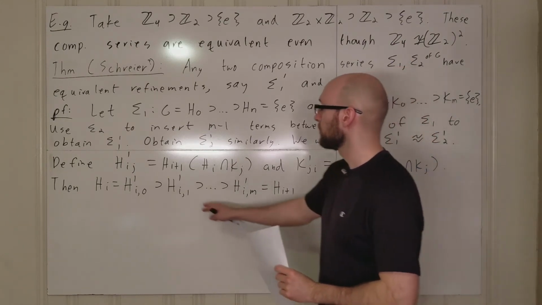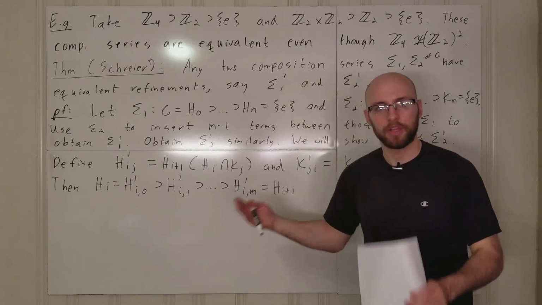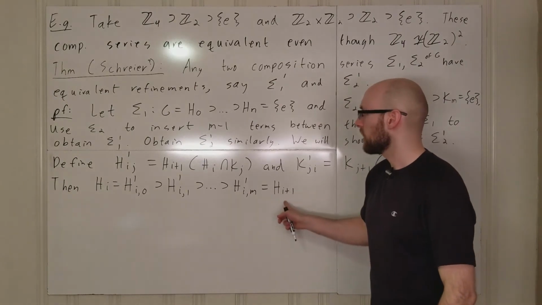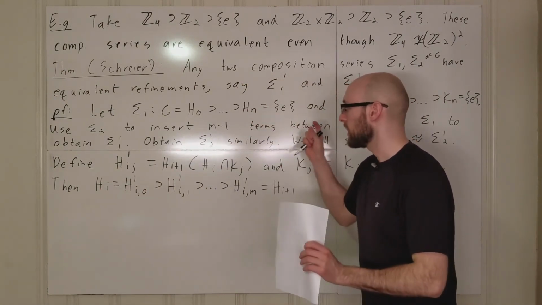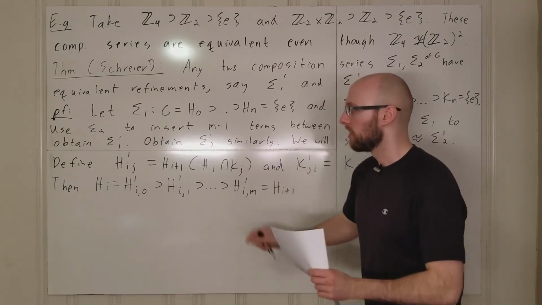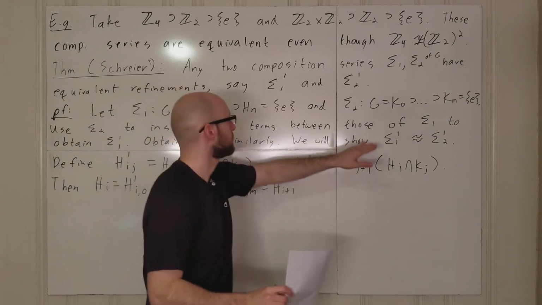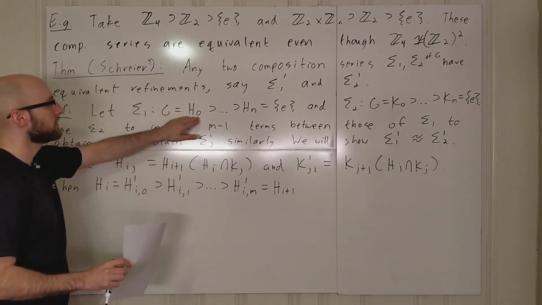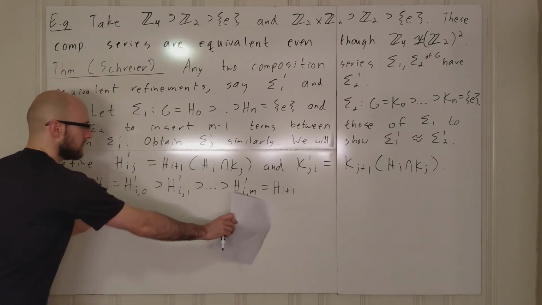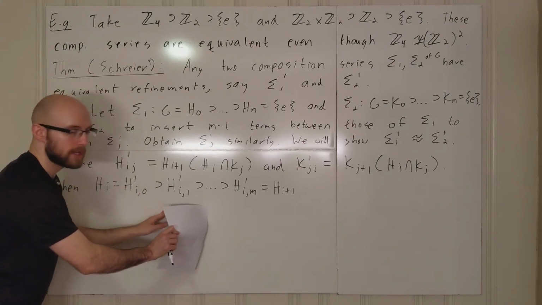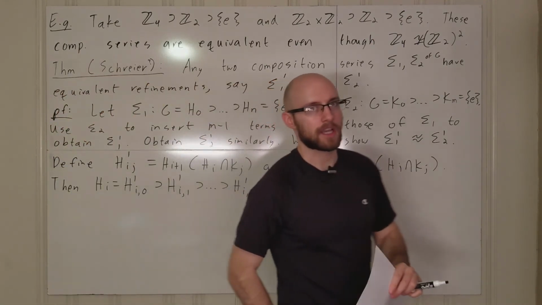Right, so how many terms are we inserting? We're inserting, let's see here, 0 through m, that gives us m plus 1, but hi plus 1 and hi were already there. And so we're inserting m minus 1 terms. So that's how we're inserting m minus 1 terms between those of sigma 1. Because we take every hi containing hi plus 1, which is these two, and we just throw in all of these. And so that's how we do it.